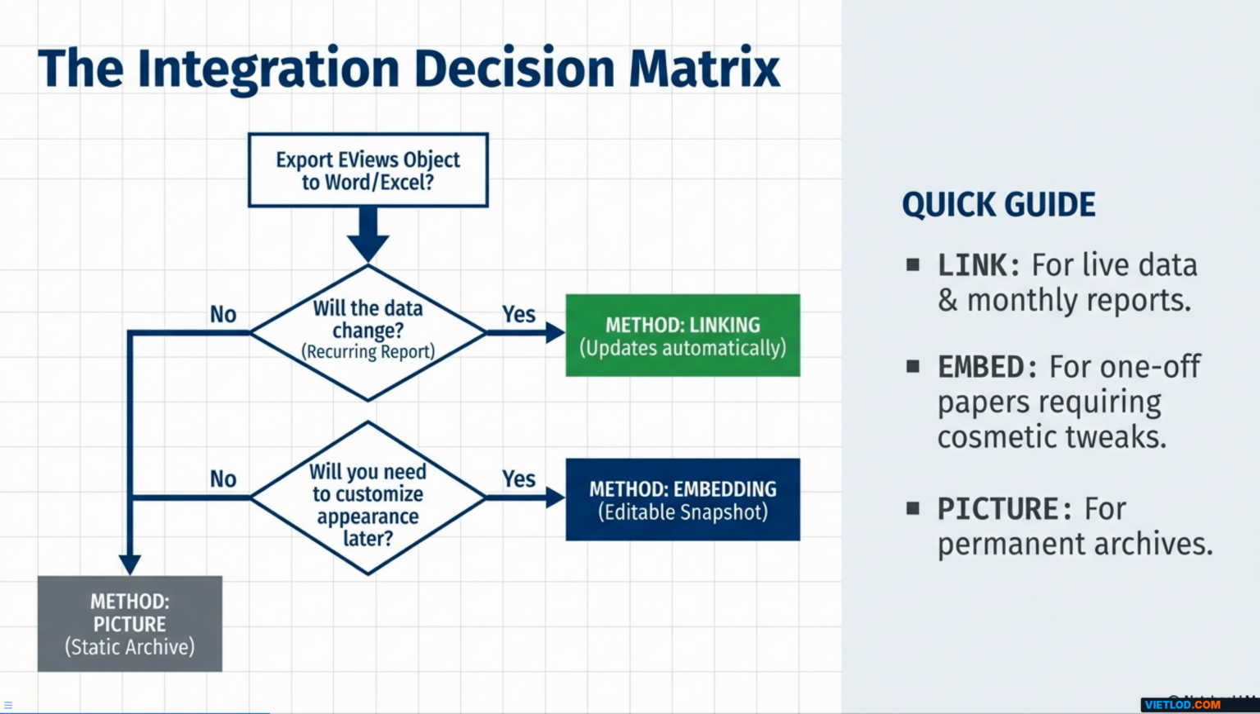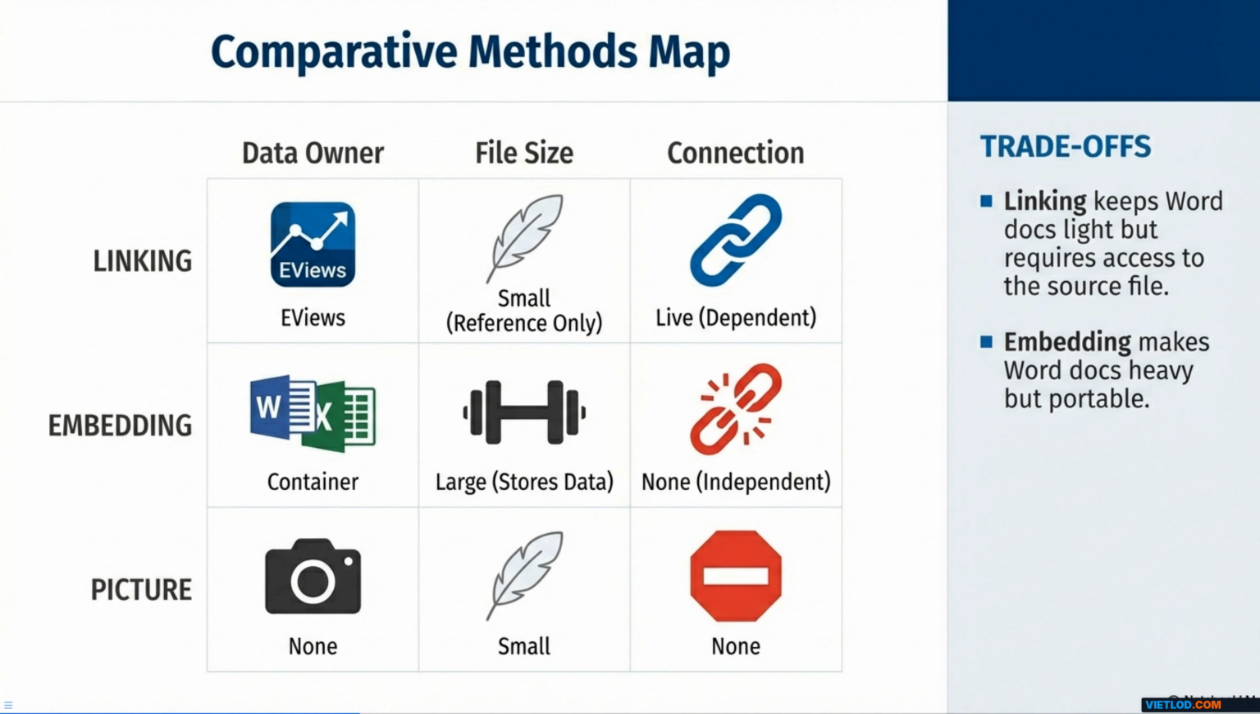If the data will not change, you move to the second question. Will you need to customize the appearance later? If yes to this, then choose method, embedding, providing an editable snapshot. If no to both questions, meaning the data won't change and no appearance customization is needed, then method, picture, static archive is the suitable choice. On the right, a quick guide summarizes these methods. Link is for live data and monthly reports, embed is for one-off papers requiring cosmetic tweaks, and picture is for permanent archives. This matrix simplifies the decision-making process for effective dynamic reporting.